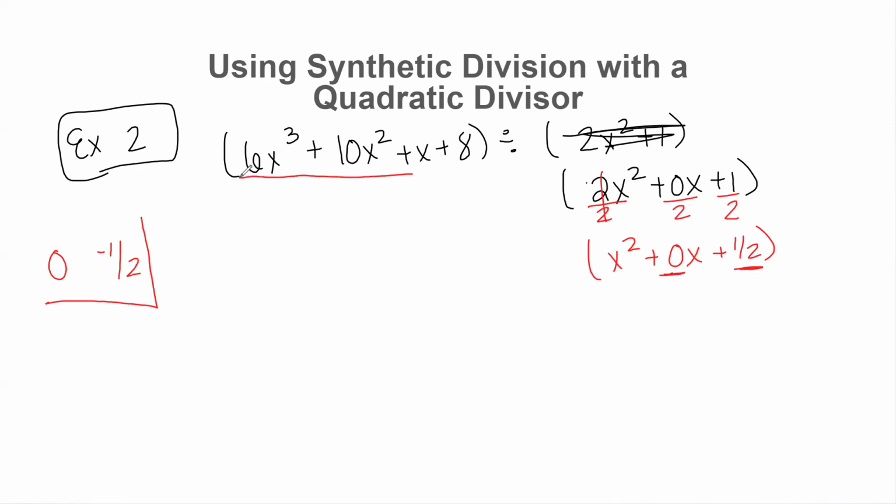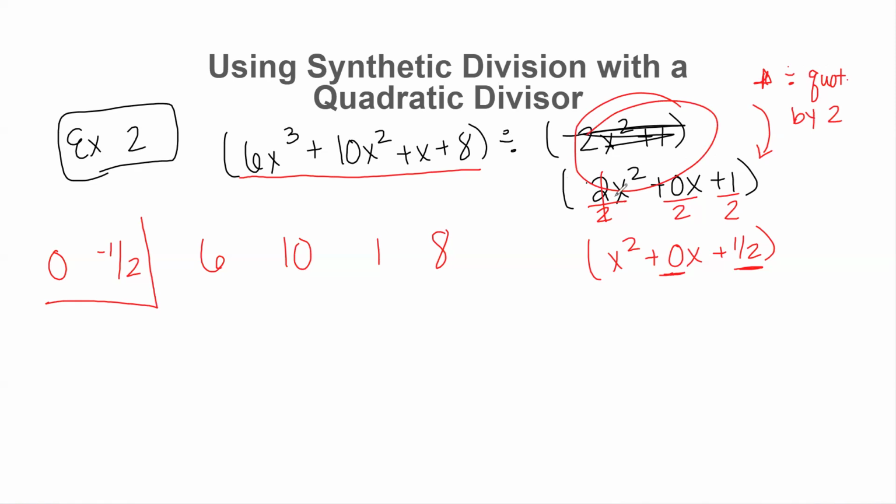And then take your coefficients here: 6, 10, 1, 8. Now, since we divided by 2 here, at the end, we need to make a note. We're going to divide the quotient by 2 at the end to be fair. You won't have to divide the remainder because it's over the divisor, which we've already dealt with. So you'll just have to divide the quotient by 2.